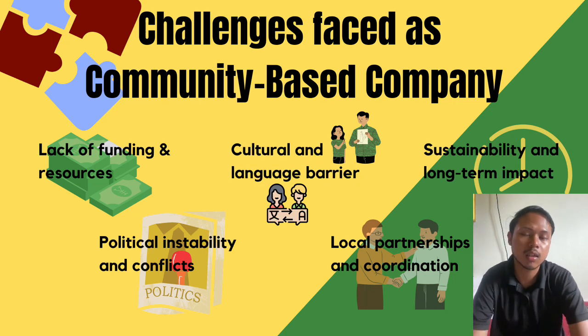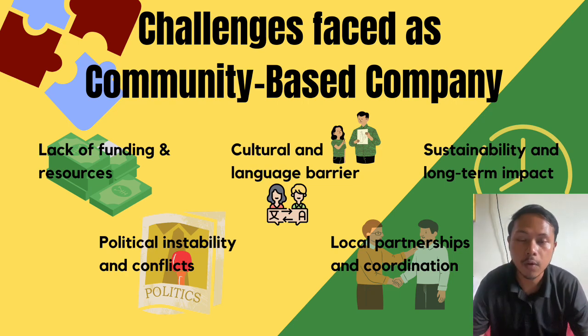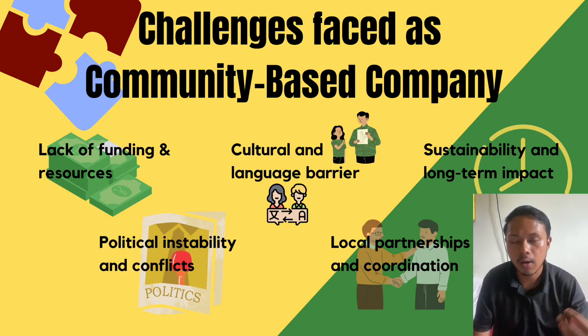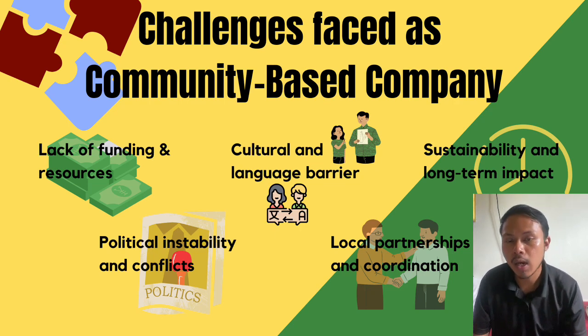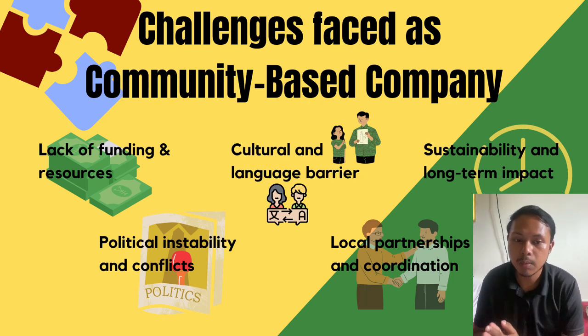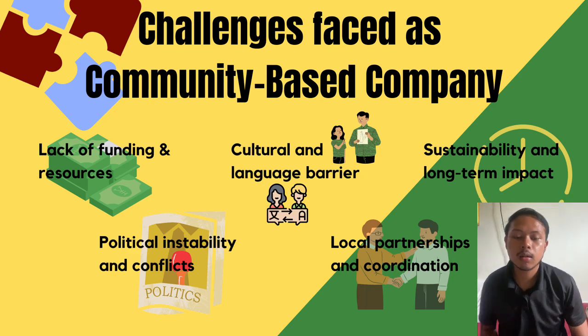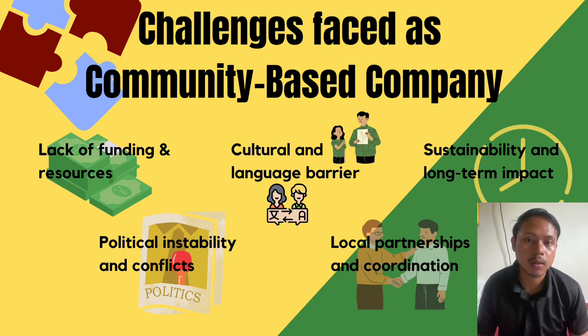The next one is sustainability and long-term impact. Whenever UNICEF goes to a certain location, they implement something there. They hope that what they implement will be sustained for a long time, but it is not going well. Sometimes what they do is only for the short term. So it's hard for them to sustain it there because there is no one to care about what they do there.